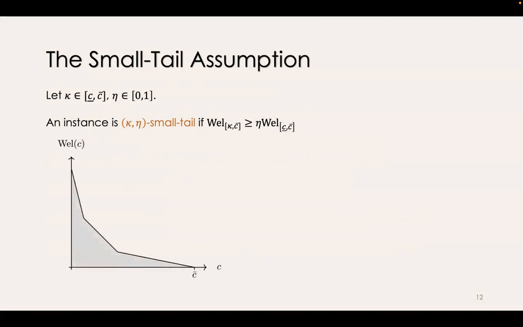So this curve shows the welfare contribution of every type c, in gray the entire welfare, and in orange the welfare contribution of types above kappa. The kappa-eta small tail assumption is satisfied if the orange area is at least eta of the gray area. Intuitively, the kappa-eta small tail condition quantifies how much of the welfare is concentrated around the lowest, the stronger types. The larger kappa and eta are, the higher the welfare concentration is on higher types, the smaller the tail, and the further away the setting is from being point mass.